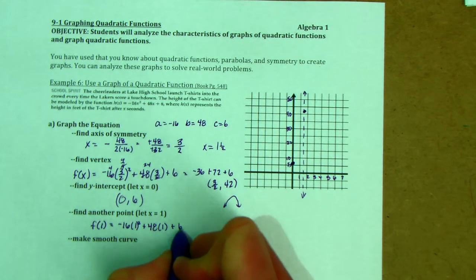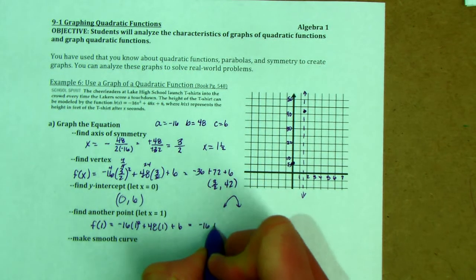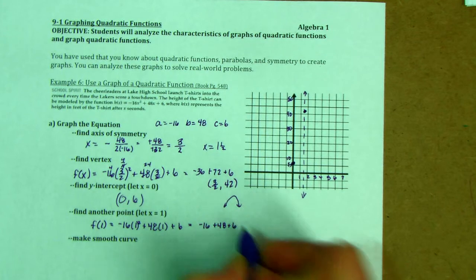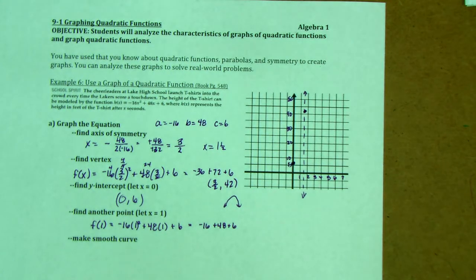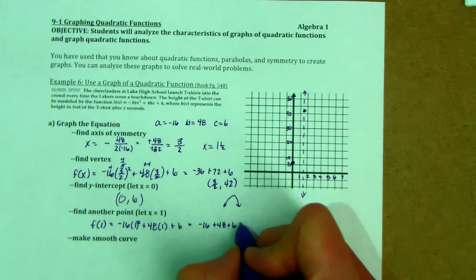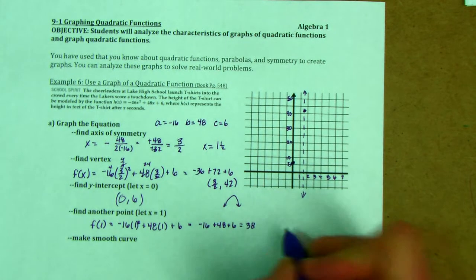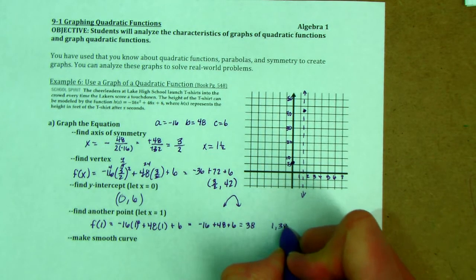So double checking that. I would hate to make a mistake. Yep, okay, just making sure. It is 38. So 1 comma 38 is another point. So approximately right here.